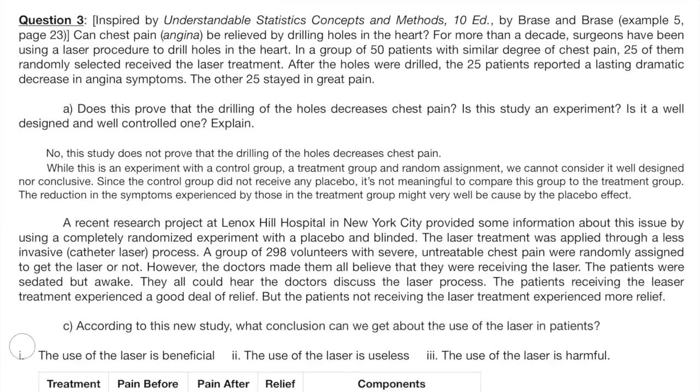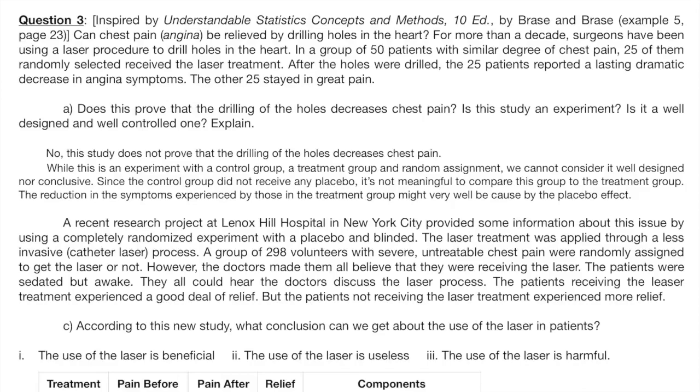According to this new study, what conclusion can we get about the use of the laser in patients? First, the use of the laser is beneficial, as some people thought looking at the previous study. Second, the use of the laser is useless. Third, the use of the laser is harmful. This is worse than useless. What I like about this question is that I usually hear the three answers in equal proportions, so it seems that this is not easy to grasp.